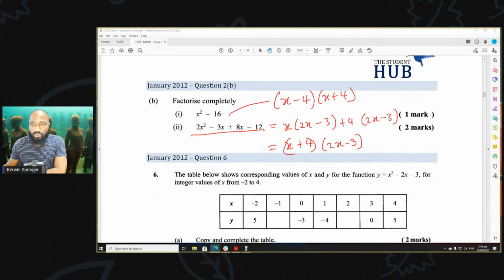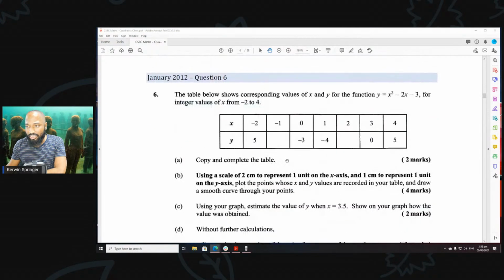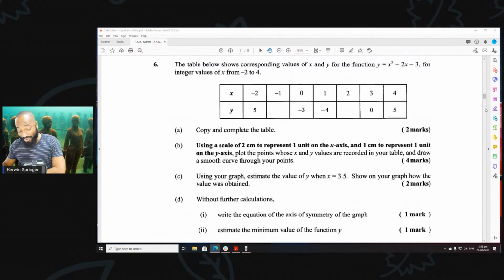Easy as that. So the table below shows the corresponding values of x. This is a fill in the blanks: copy and complete the table and draw. You need to draw some kind of scale and graph here. And using your graph, estimate the value of y when x is equal to 3.5, showing on the graph how the value is obtained. And without further calculations, write the equation of the axis of symmetry, and then estimate the minimum value of the function y. So it's like the quadratics question again, but you have to do it yourself. You have to draw up all kinds of things. So let me see if you can do this.